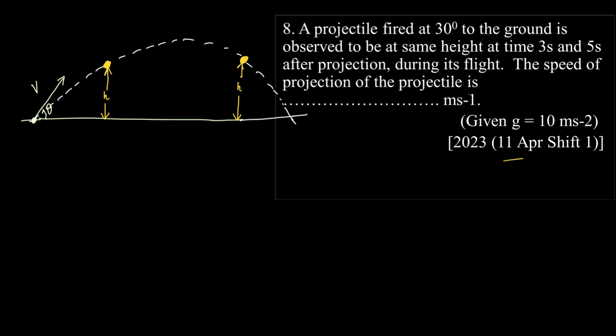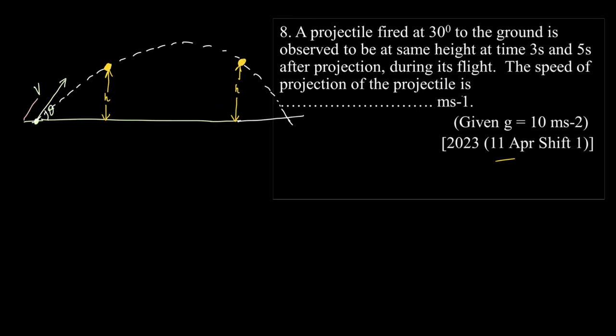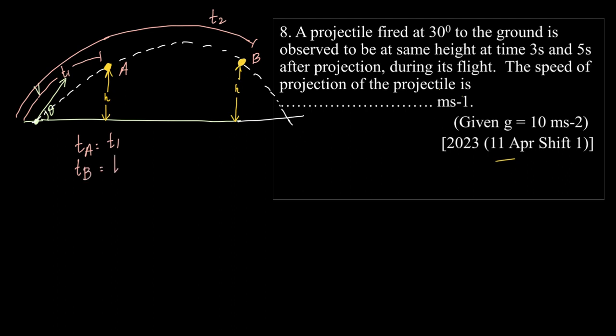Now, it is given that this is the same height at 3 seconds and 5 seconds. So for the time being, I'll consider the time to reach position A to be t1 seconds, and the time to reach position B, which is at the same height, to be t2. So the time to reach A is t1, the time to reach B is t2, and the height at A is h, and the height at B is also equal to h. So this is what we have.